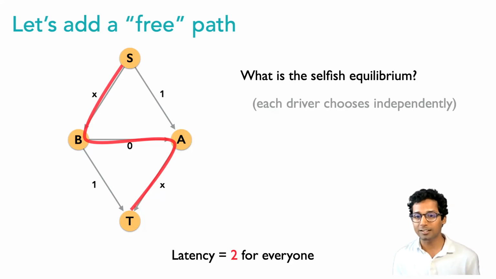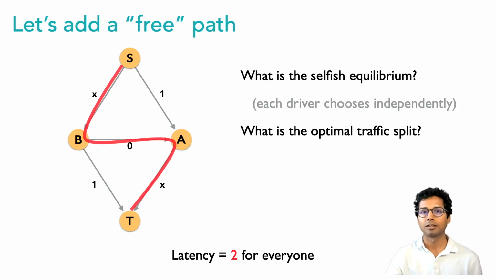We could still use just the SBT and SAT paths and ignore this free edge in the middle and get latency 1.5. But because each of these drivers or units of traffic is choosing independently and selfishly, we end up with this undesirable equilibrium where everyone is worse off than they were before.